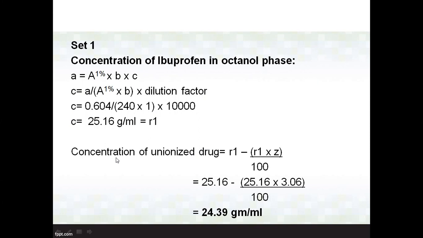Now we need to find the concentration of unionized drug. So this will be R1, that is the total concentration, minus R1 into Z, that is percentage ionization, divided by 100. The concentration of unionized drug comes out to be 24.39 gram per ml. So this is the concentration of unionized ibuprofen in the octanol phase.